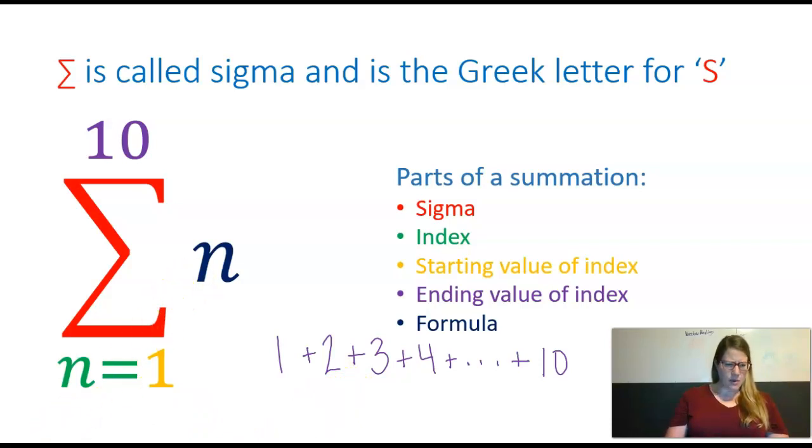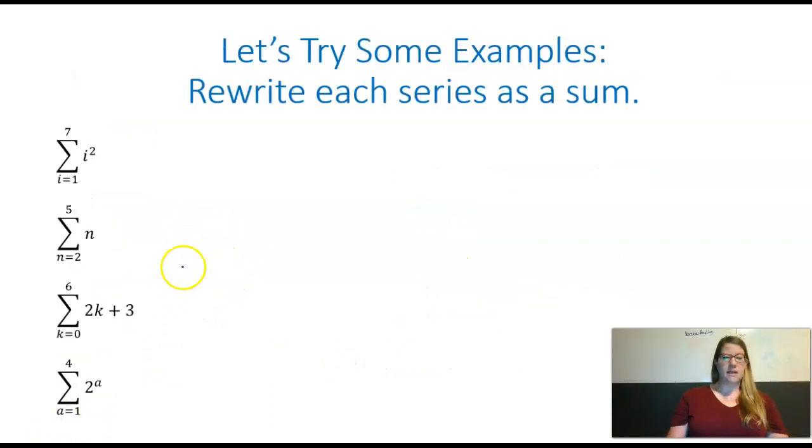So let's try some examples where our formula is not just n. There might be one on the next slide that has that, but we're going to see how this works with different formulas. We're going to look at these one at a time, starting with this top one here. My index is i in this case. That just means that i is the variable in my formula. I'm going to start with i equals 1 and go up to i equals 7. So I'll start with 1 and I'll end with 7.